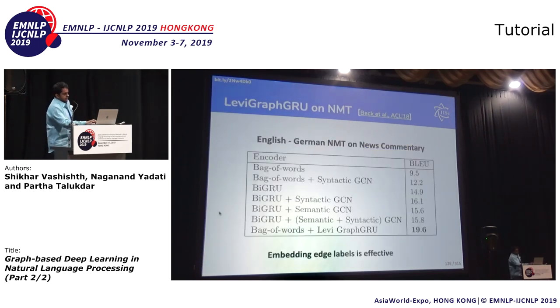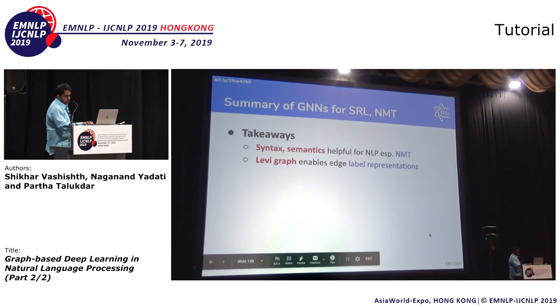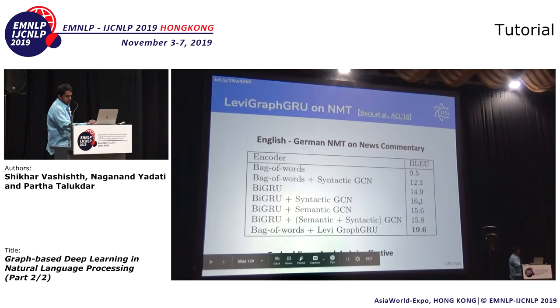As we can see, bag of words plus the Levy graph GRU method significantly improves on the previous methods that we discussed, right? And the main advantage is because the edge labels also have some embeddings, hidden layer embeddings.